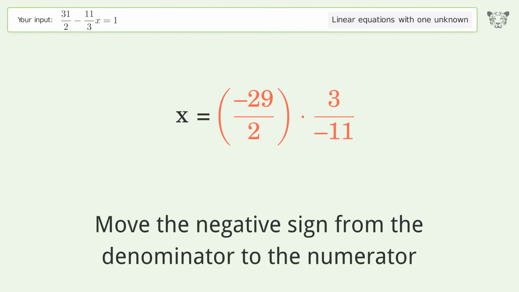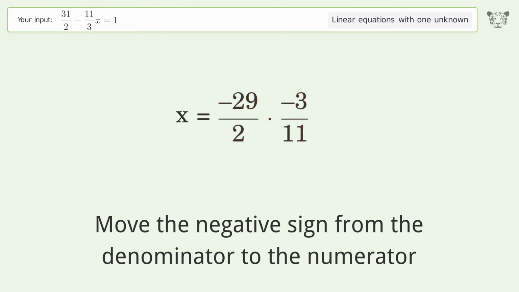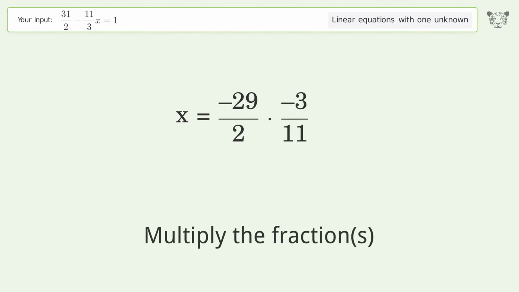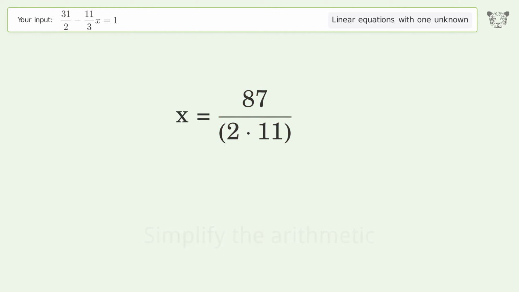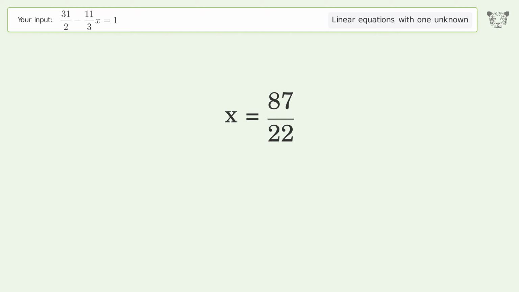Move the negative sign from the denominator to the numerator. Multiply the fractions. Simplify the arithmetic. And so the final result is x equals 87 over 22.